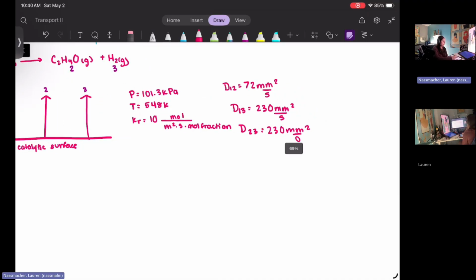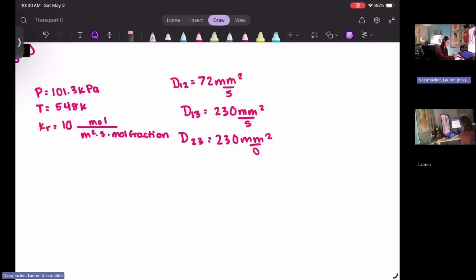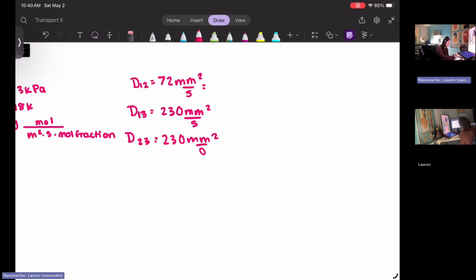It's a good practice to put everything in the units that you're going to want to use. So what that means is that these millimeters squared per second, I'm going to transform into meters squared per second. It's just easier to use that way. So that's going to be 72 times 10 to the negative 6 meters squared per second, 230 times 10 to the negative 6, and 230 times 10 to the negative 6 again.